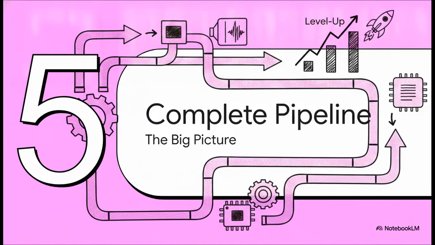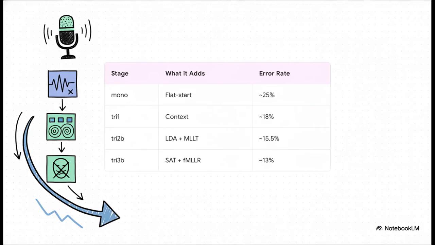And finally, Section 5, the complete feature pipeline. Let's step back and look at the big picture. Look at how methodically this evolutionary level up strips away errors. We started at mono with a 25% error rate. We added context with Tri1 to get to 18%. We fixed our temporal features with LDA and MLLT at Tri2B to hit 15.5%. And finally, we removed the speaker entirely with SAT and fMLLR at Tri3B to reach 13%. The absolutely crucial takeaway here is that every single stage bootstraps off the alignments of the previous stage. You literally cannot train SAT without Tri2B alignments. It's a strictly sequential masterclass in engineering.